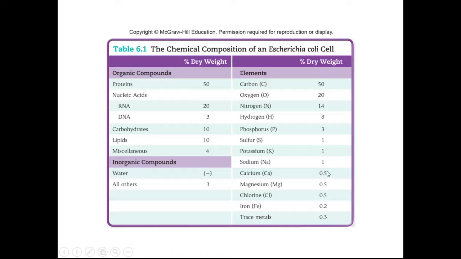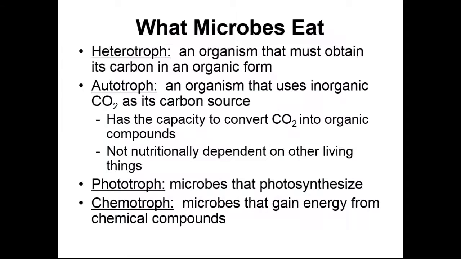And then we have trace metals. If we combine all of the trace metals in the cell, we are going to have 0.3% of the dry weight of the cell as all of the other trace metals in that cell. So the manganese, the tin, the copper, all of these things at very low concentrations.